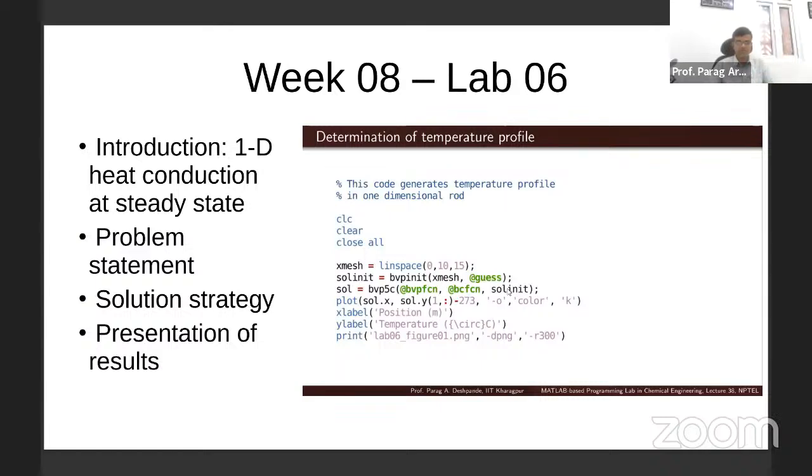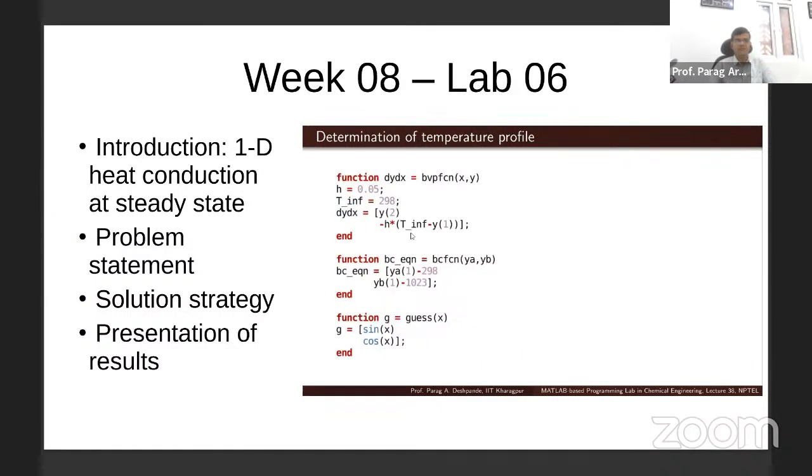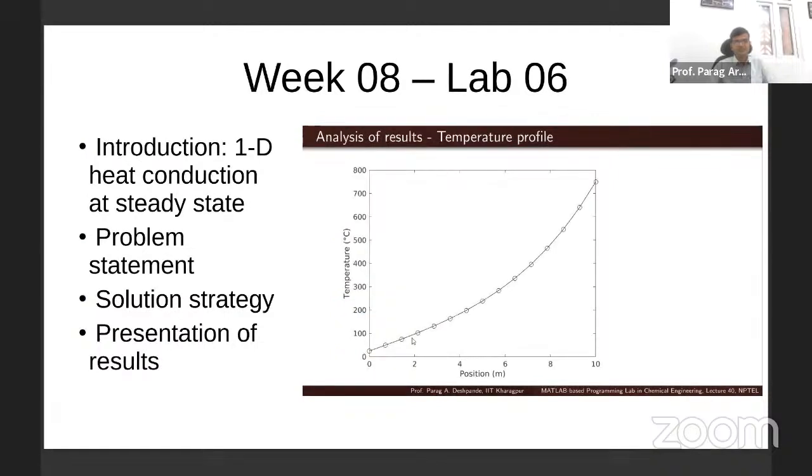So this syntax, I hope you have understood. The function comes from the definition of the derivative or the differential term which you have. You convert it to two first order ODEs and you give the definition. Then the boundary condition equations: the first boundary is 298 Kelvin, the second boundary is 1023 Kelvin. These two were given from the problem, and the initial guess has been given as sin x and cos x. We learned in the lecture why sin x and cos x perhaps makes sense.